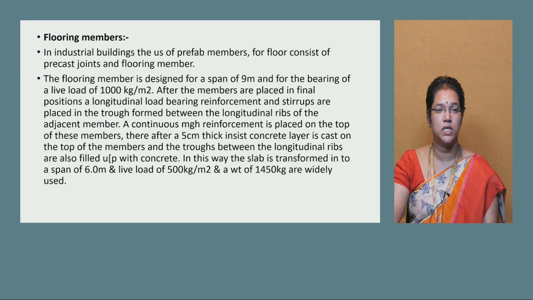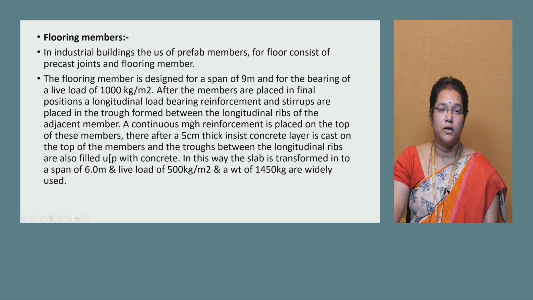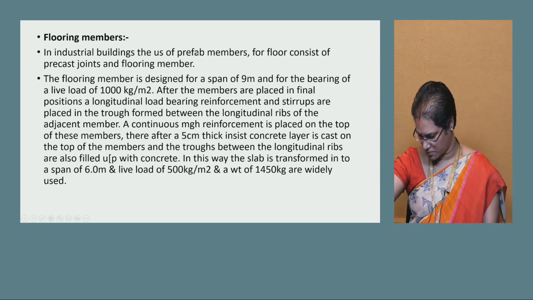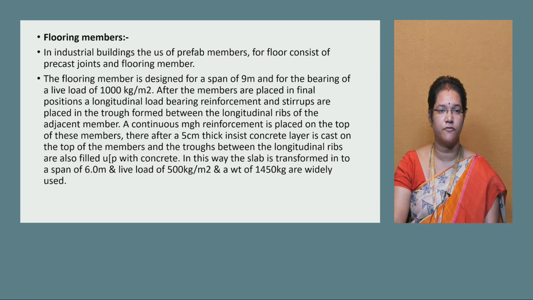Next, flooring members. In industrial buildings, the prefabricated structure consists of joints and flooring members. So directly assembling the products, we are telling products, and this is the precast joint way in which you will be assembling each and everything. Next comes the flooring member, studied in such a manner that its span is 9 meters and the bearing is a live load of 1000 kg per square meter.